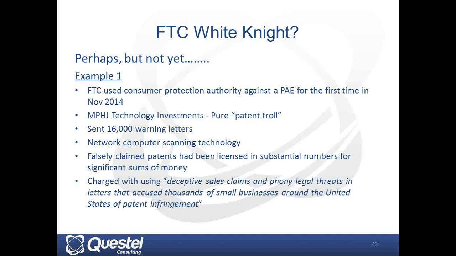MPHJ sent something like 16,000 warning letters to different companies, and the technology was around network computer scanning. It was held by the FTC that this particular troll had falsely claimed that their patents had been licensed to a substantial number of companies for significant sums of money. That's what they asserted in their warning letters, and that was found not to be correct. The FTC therefore charged them with using deceptive sales claims and phony legal threats. So in that case, the FTC clamped down on their particular activity.